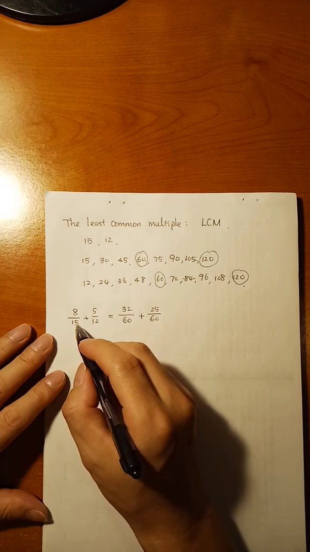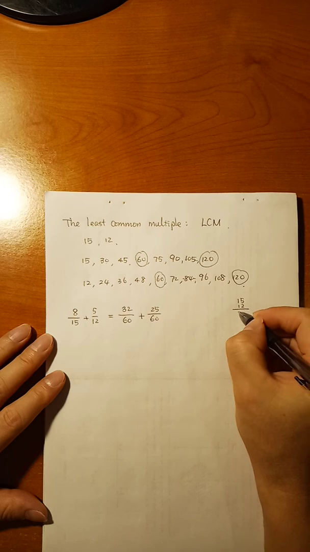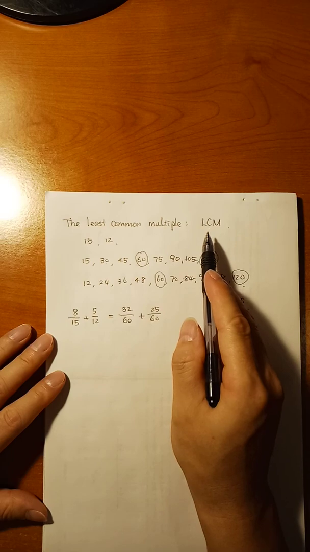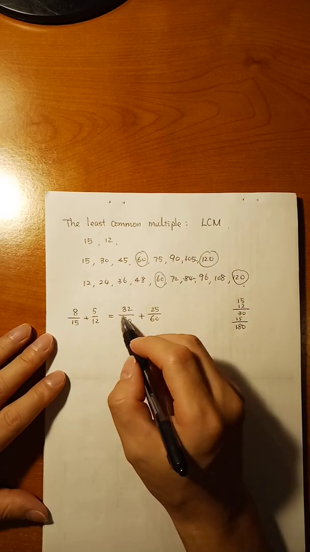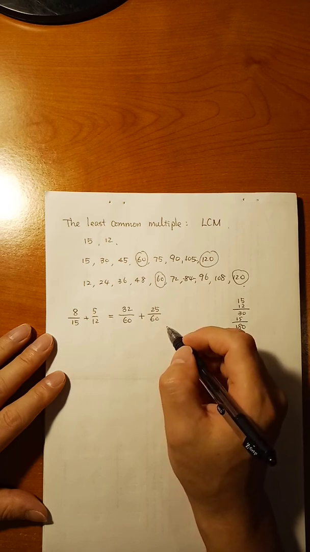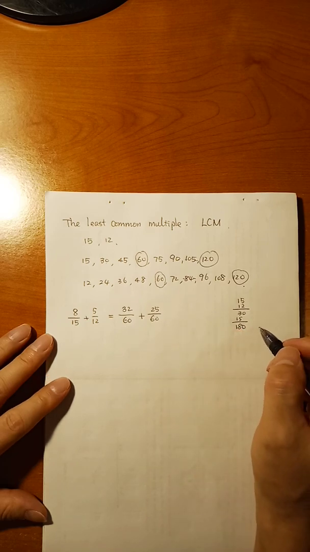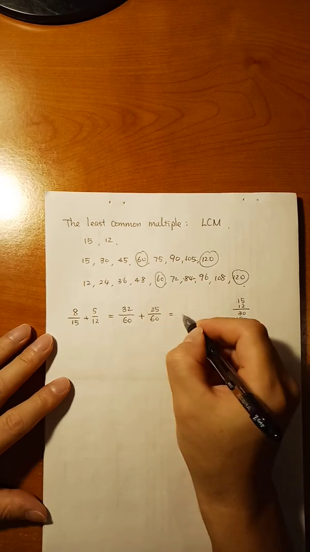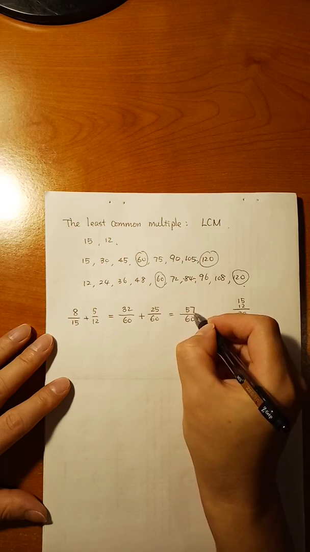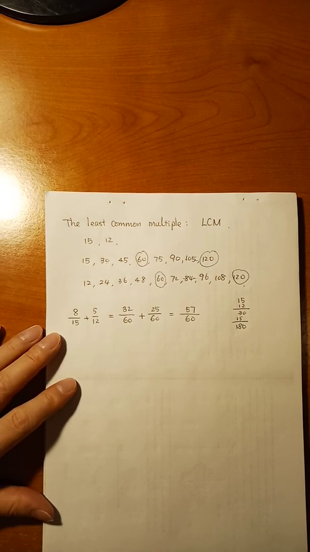You don't have to do 15 times 12. 15 times 12 is 180. It's too big. To use LCM, the least common multiple, we just want a small denominator. A small denominator means you will save time, and you may avoid mistakes. So when you have the least common multiple, 60, you add the numerators, so it's 57. And that is the usage of the least common multiple.